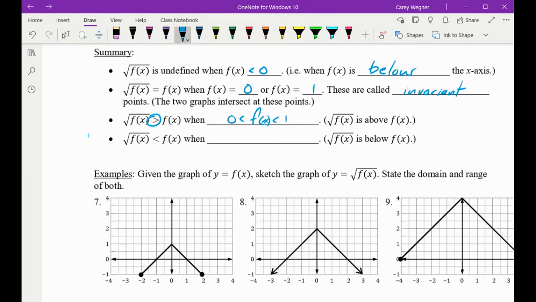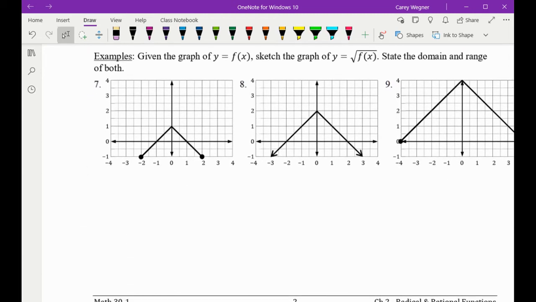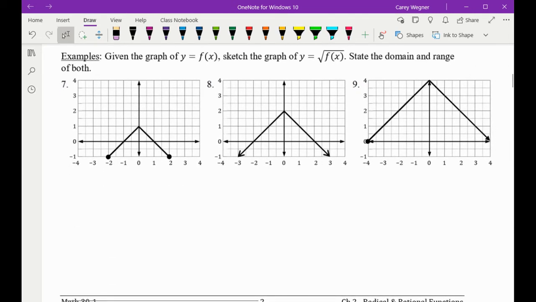And then finally here, the square root function is below the original function whenever our original function gave us y values that were greater than 1. Well, let's look at what this will result in as we look at these next 3 examples.